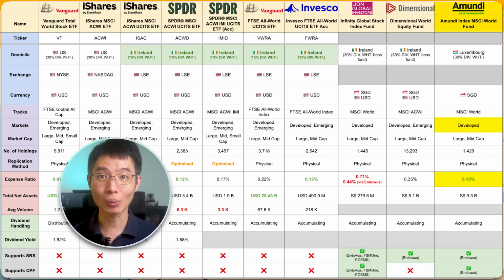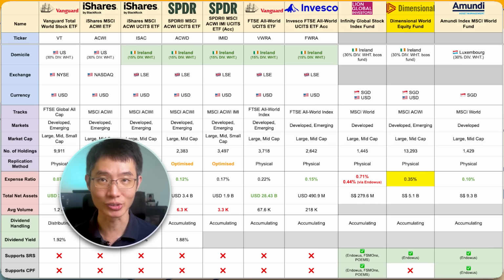So, if you also want to invest in the emerging markets, you will need to go for the Dimensional World Equity Fund, which has a slightly higher 0.35% expense ratio. Though, just take note that you can only invest via your SRS money and not CPF OA money, yeah? As to which platform you can use to invest in these funds, your only choice is Endowus via the Fund Smart option. And here's another pro tip.